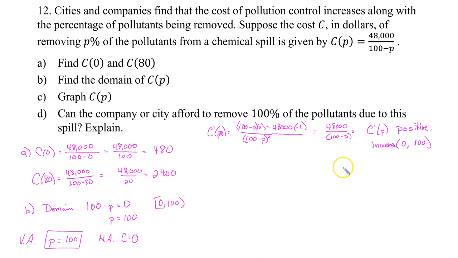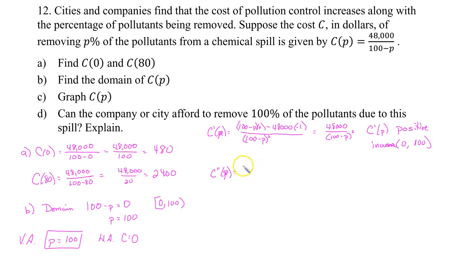So the cost, and that does make sense, the cost increases as the percentage of the pollutants is removed. So that kind of does make sense. Let's go ahead and find the second derivative just to help us sketch the graph a little bit better, and then we'll talk about the graph of this.